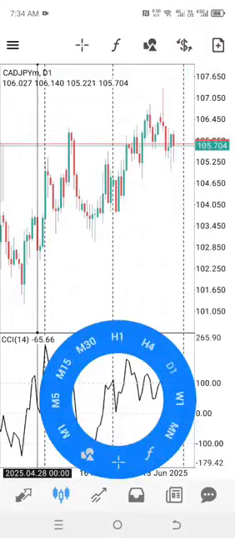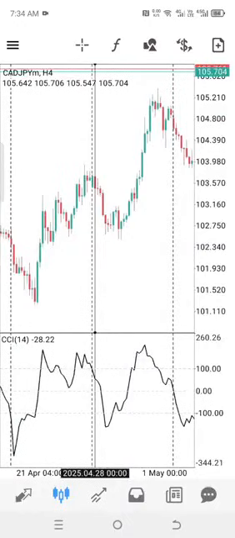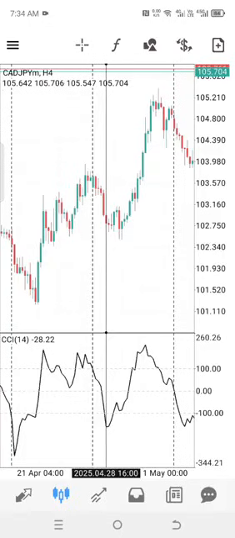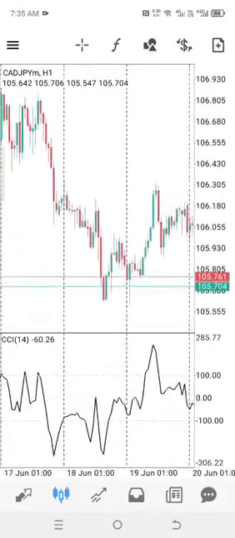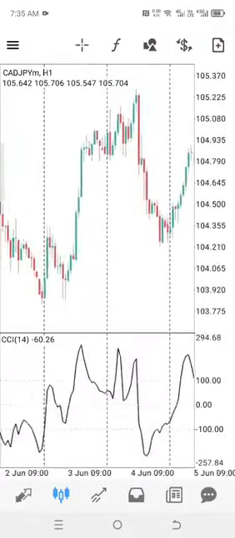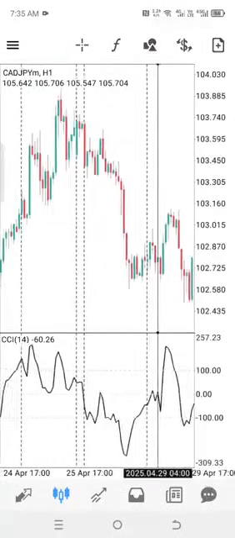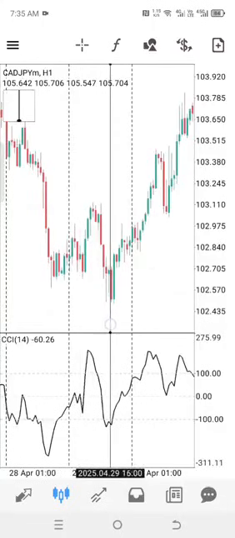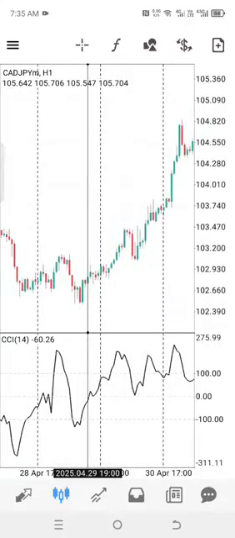Then I move straight to the H4 time frame, guys. On the H4 time frame, I'll simply have to wait for the market to drop below minus 100. And then I move straight to the H1 time frame for my entry signal. As soon as you get to that for your entry signal, all you need to do is wait for the CCI on the H1 to move and touch the 0 level.